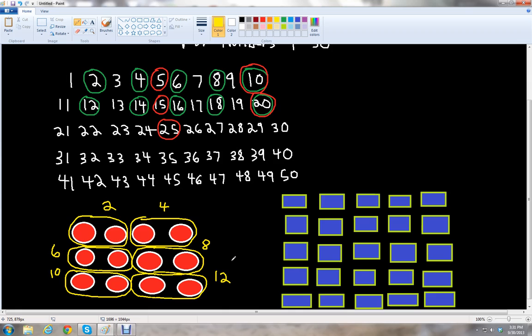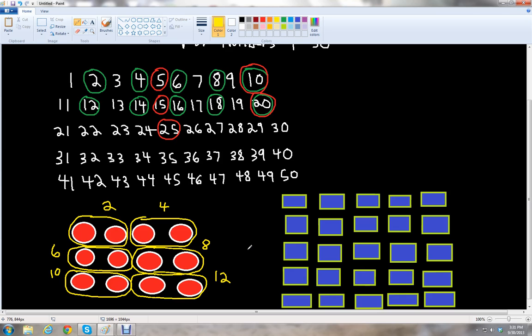Okay, so we could have counted these objects one at a time, like 1, 2, 3, 4, 5, 6, 7, 8, 9, 10, 11, 12. We would have got the same amount of red balls, but counting by twos can help you count the number of balls a lot quicker than just counting them one at a time.